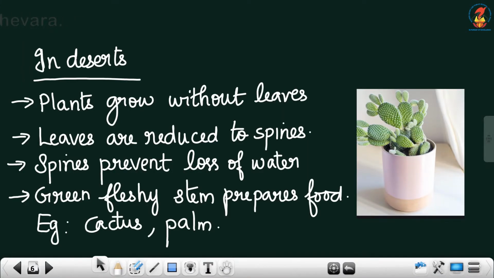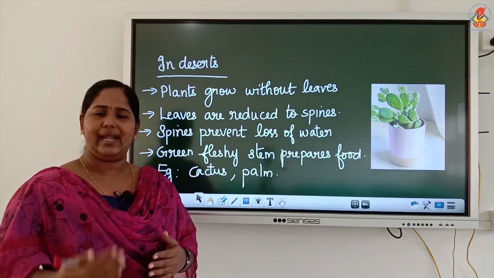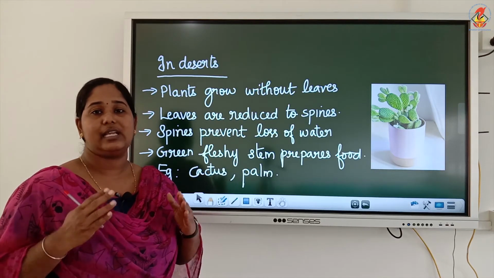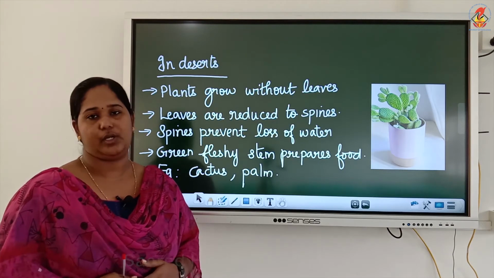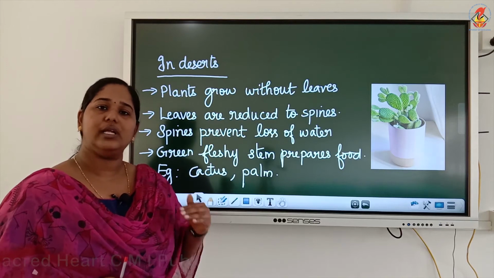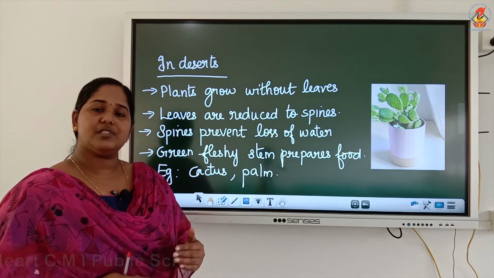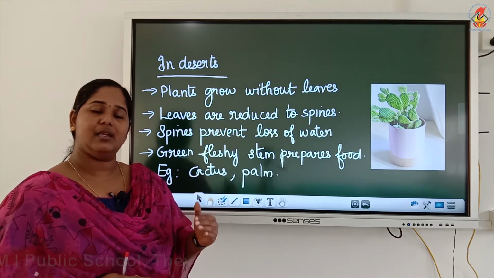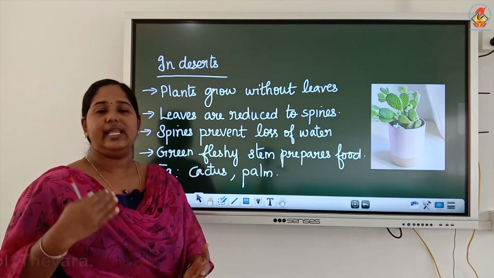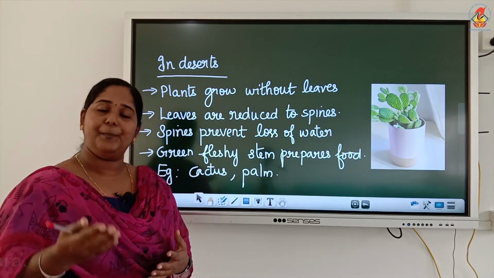In deserts, there is some specialty of the plants that grow there. There is some specialty for that land also, because there is very little water in deserts. So plants should also be adapted, or will have special features, that help them withstand this condition where there is scarcity of water. So in deserts, normally plants grow without leaves. Leaves normally help in transpiration. Transpiration means that due to the heat of the sun, leaves allow water to evaporate through them.